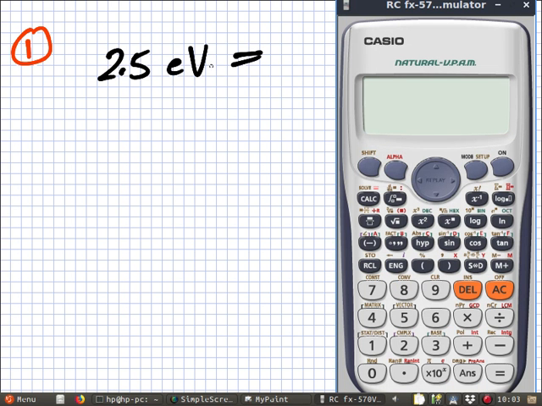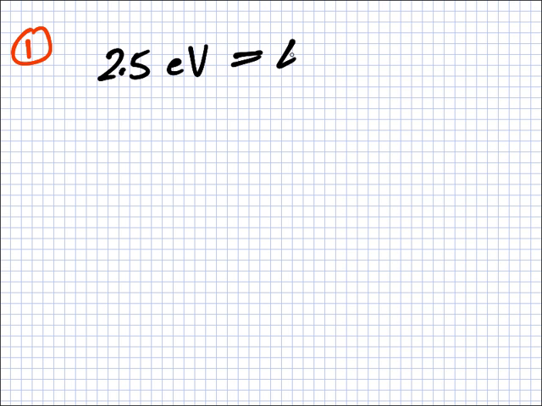Okay, question 1 was convert 2.5 electron volts into joules. So how did you do this? What do we need to do to convert that? How do we make electron volts into joules? Times the E, isn't it? So, did you get this answer? Yeah. 4 times 10 to the minus 19 joules.